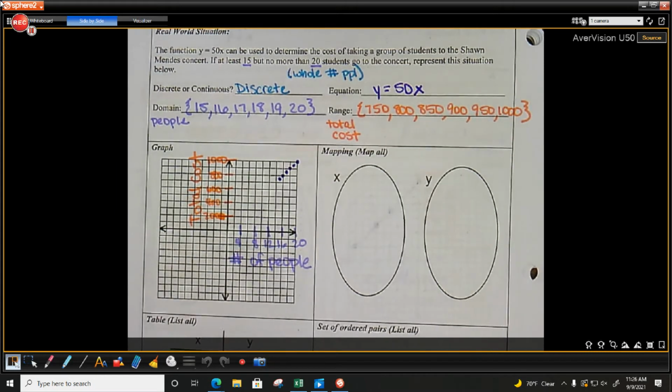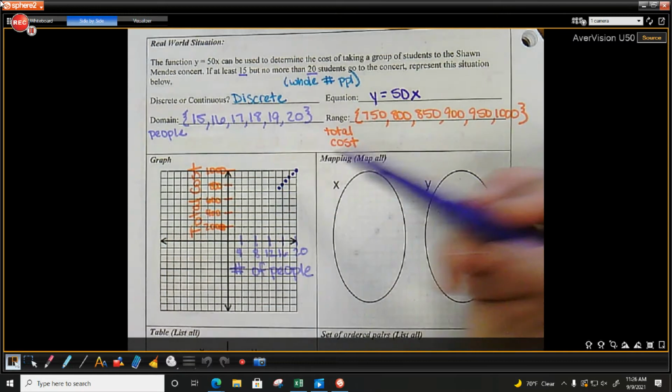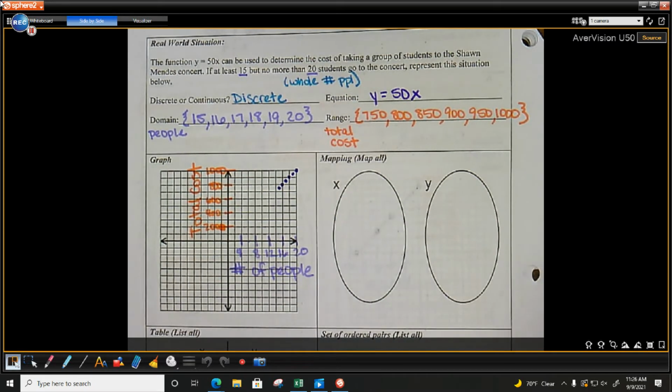Should I connect these points? Why? We're discrete. There's not a cost associated with like 15 and a half people. These are the only distinct points that my graph exists at, because those are the only possibilities of number of people that can go and cost for the tickets.